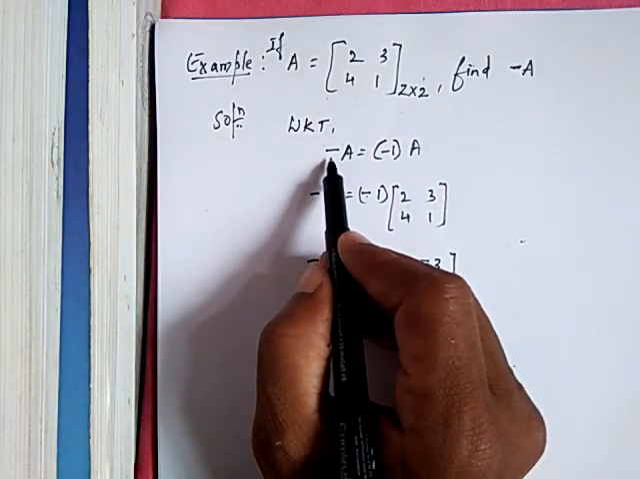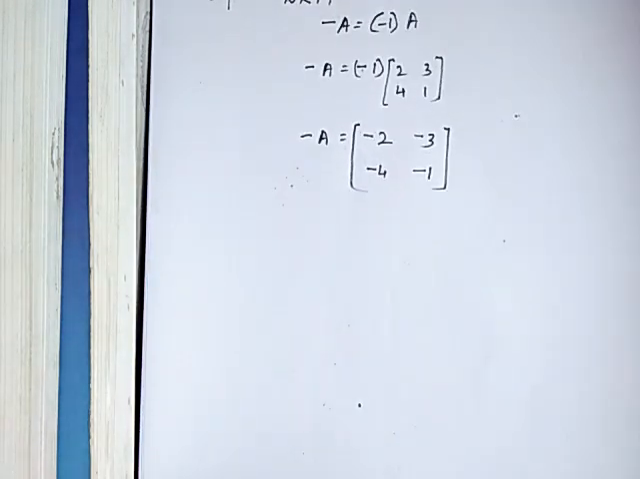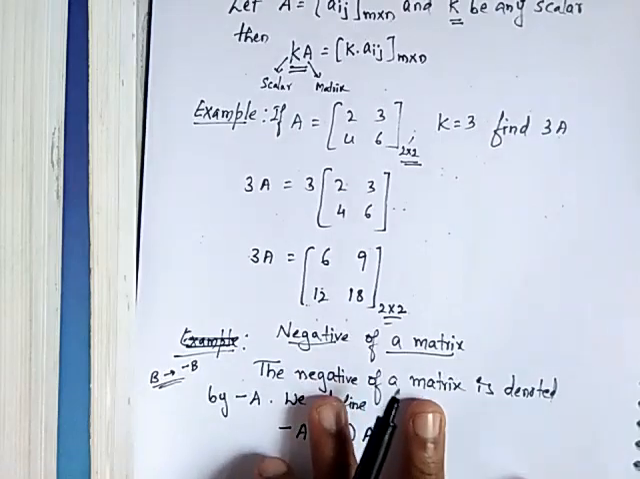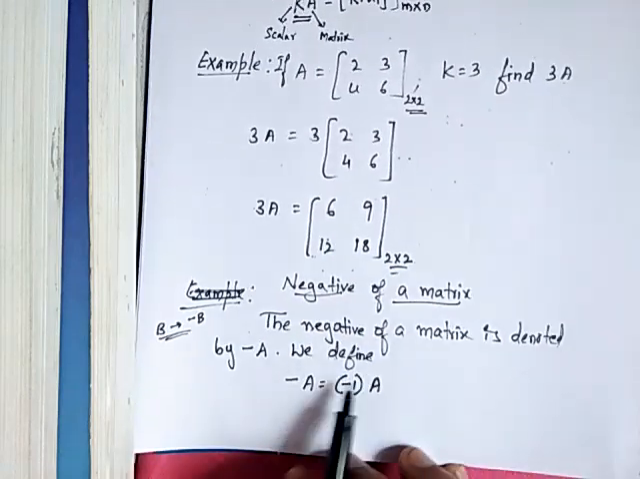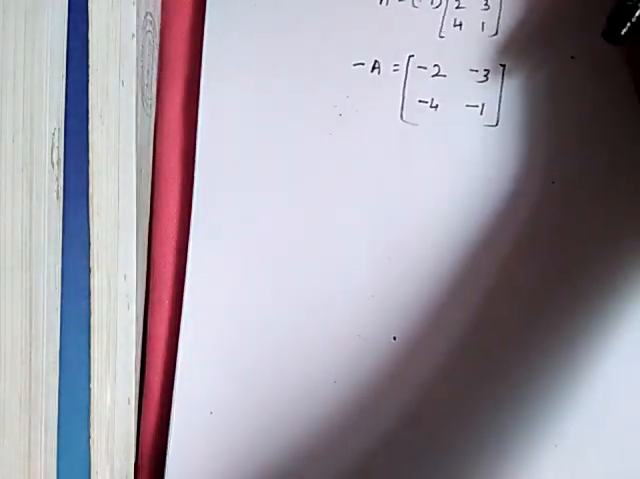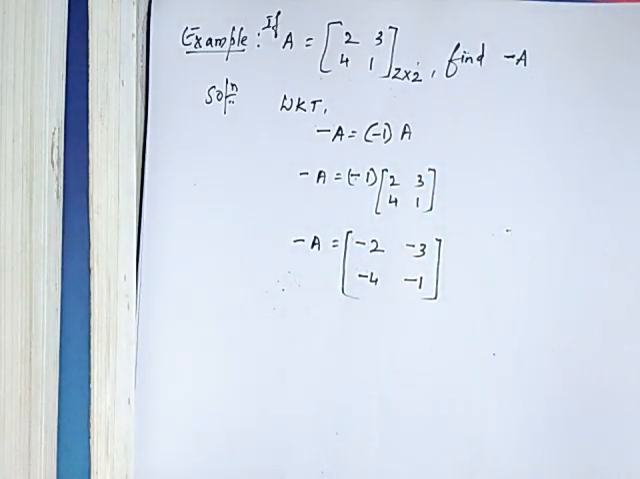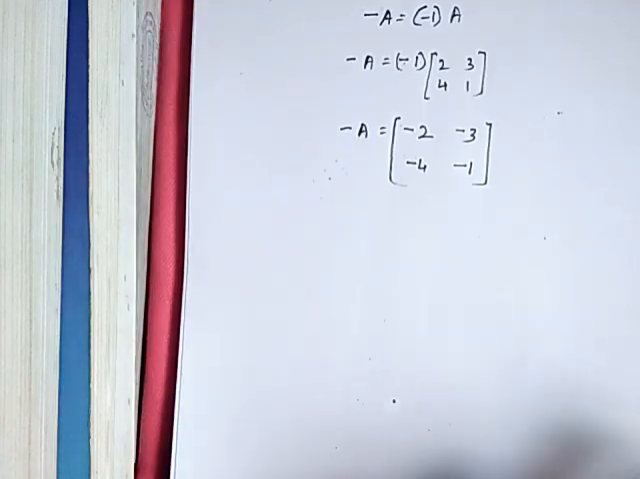Since we defined the negative of a matrix, minus A is equal to minus 1 into A. Where did you get this one? See here, the negative of a matrix is defined by minus A is equal to minus 1 into A. In the same way we are taking one example here so that you get the idea. I hope you have understood now. Okay, now the third one we will go.